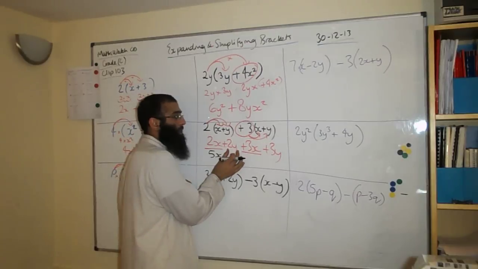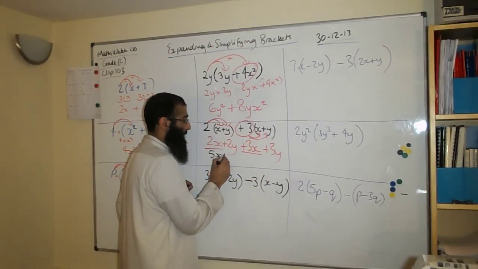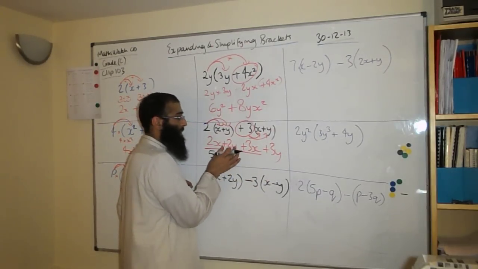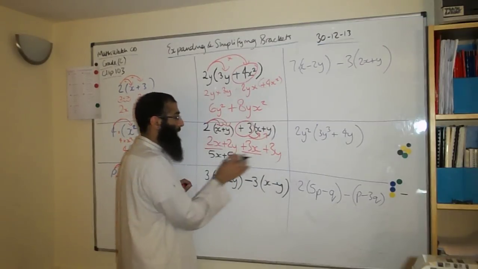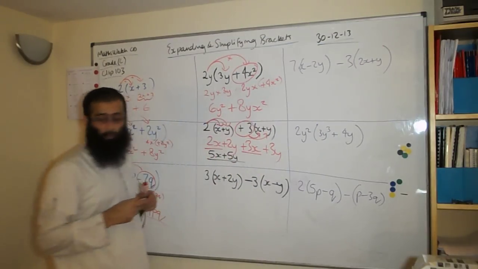5x. And then we have 2y plus 3y. That will give us another plus y. I have 2y and I have another 3y. I have 5y, and the question is done.